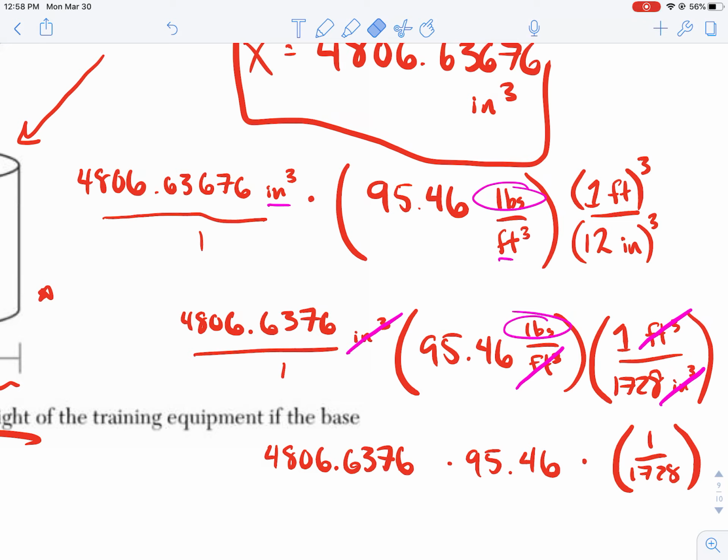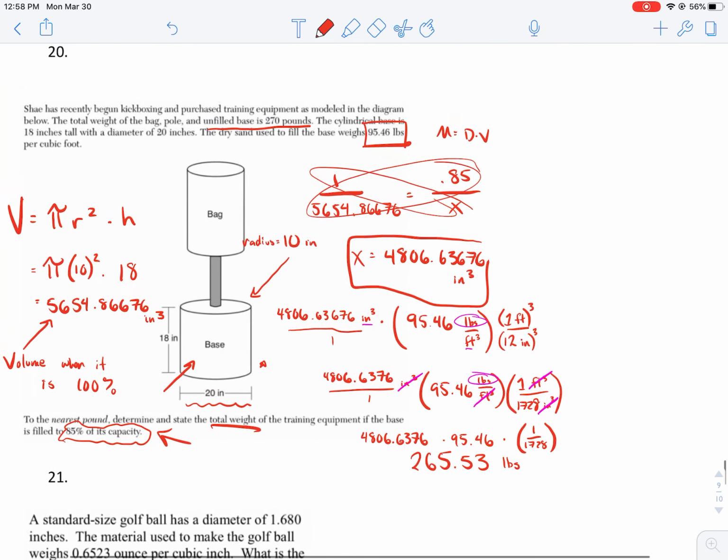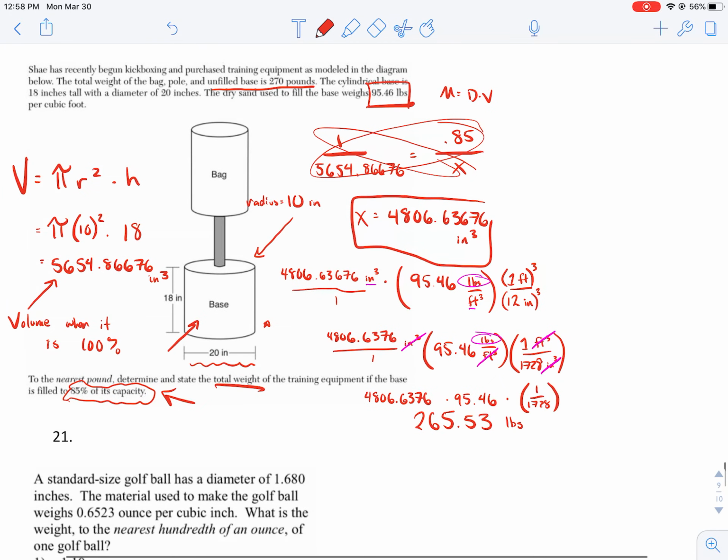So everybody go ahead and do this. 4806.6376 times 95.46, all of that divided by 1728. And you should get a mass of 265.53 pounds. All right.